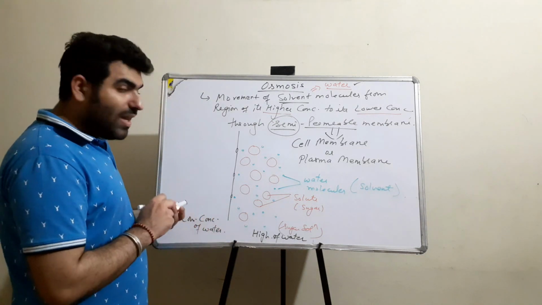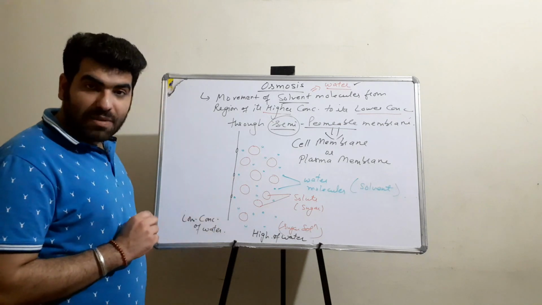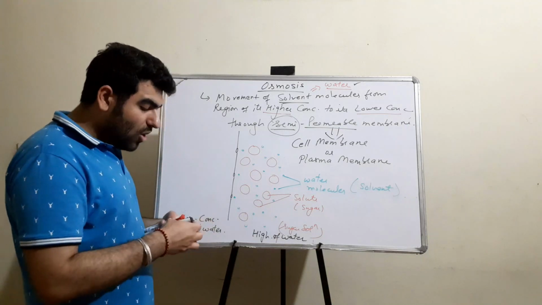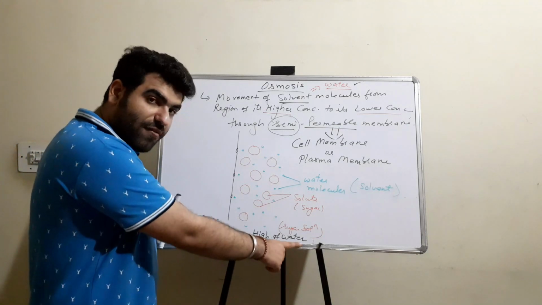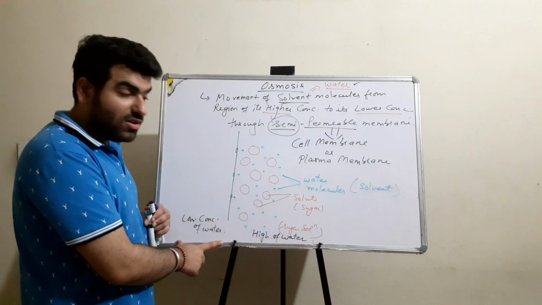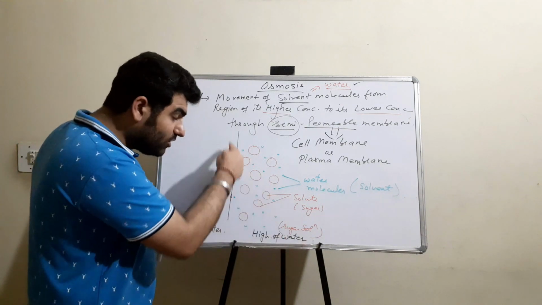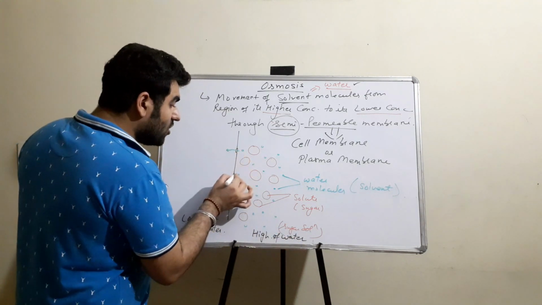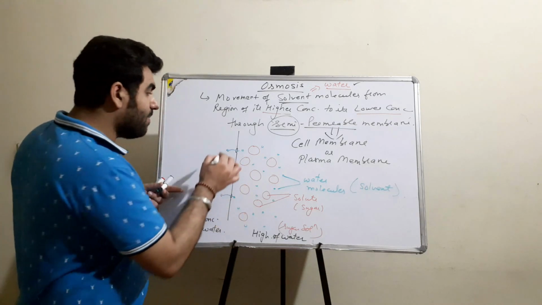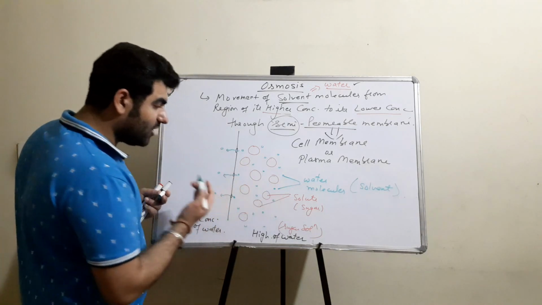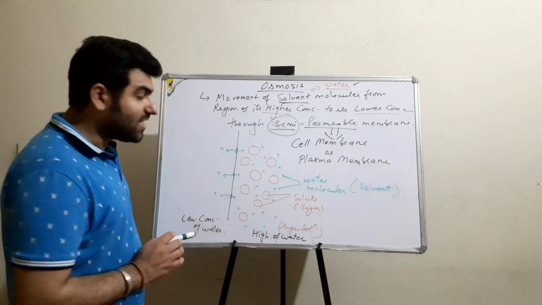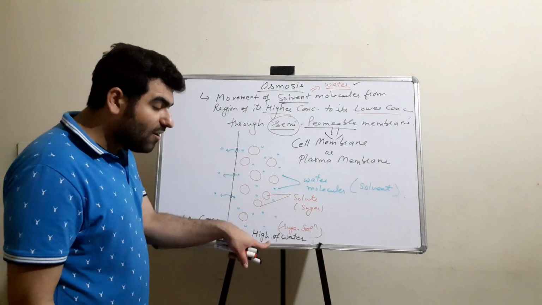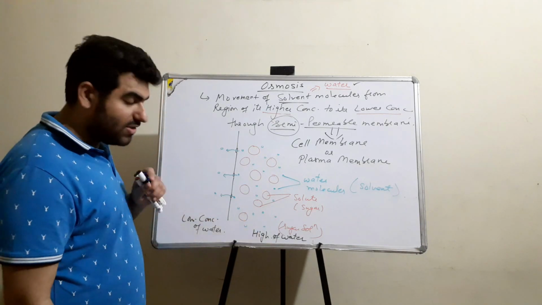Now what will happen? The pore size of the plasma membrane is similar to the size of the water molecules. So the water molecules can easily pass from the region of its higher concentration to its lower concentration. So they can pass through these pores from the region of higher concentration to the region of lower concentration. So these water molecules can easily pass from that area to this. So it will enter through the plasma membrane into the cell from the region of high concentration to the region of low concentration.